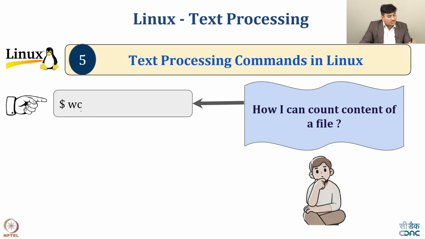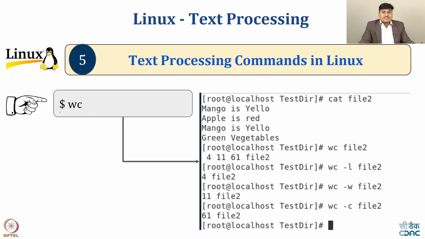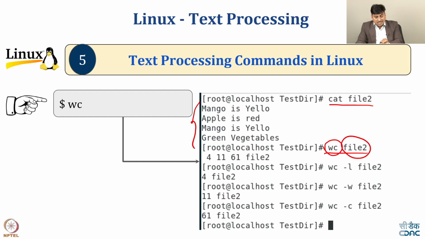Now, there are some other operations, like if I want to count the content of a file. For that I can use the WC command. Let us quickly see its usage, like cat file 2. So these are the contents of this file. With wc, if I pass the file, it shows 4 lines, 11 words, and 61 characters.